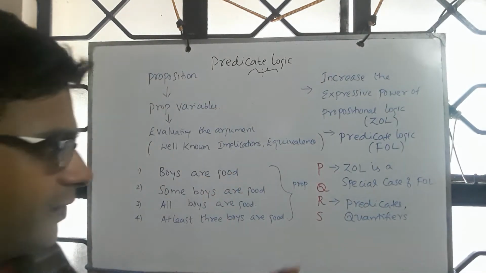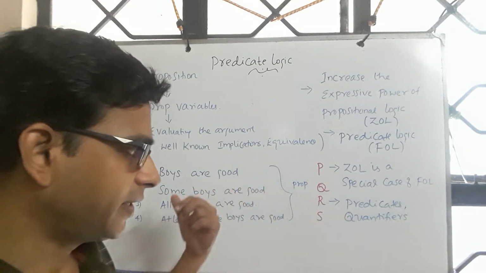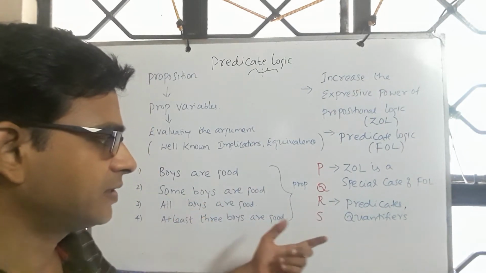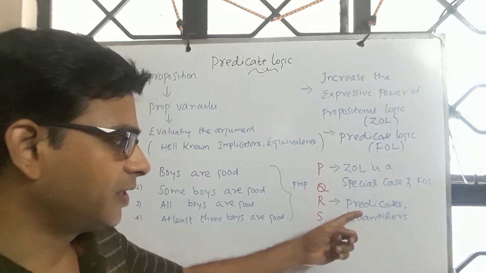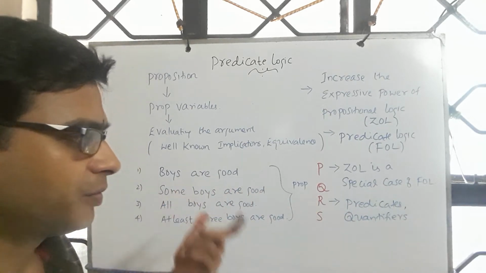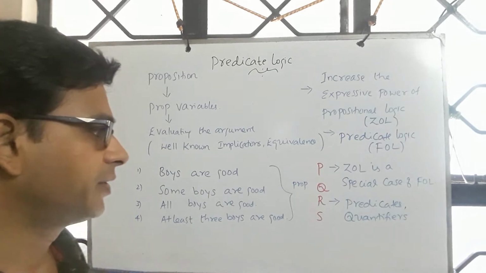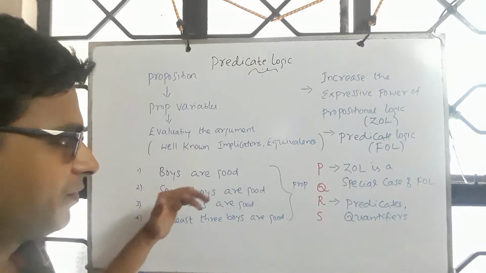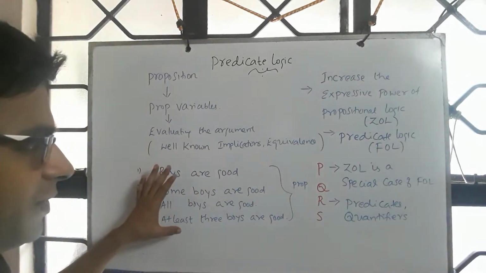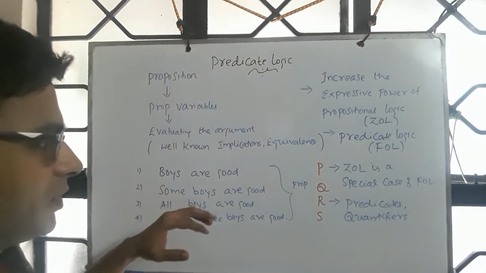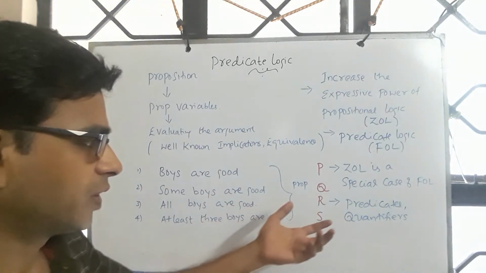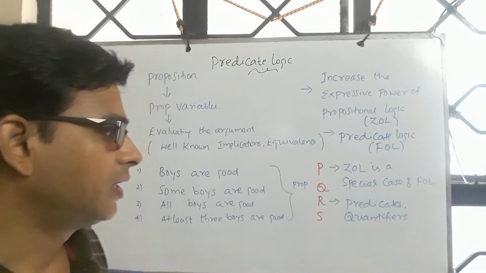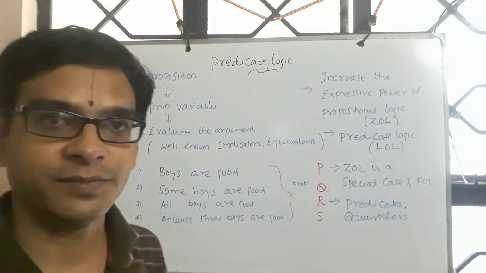So the quantifier will tell you how many are actually participating in the discussion as part of the context under discussion, and the predicate will tell you the property about the element or the characteristic about the element. To appreciate this further, let's look at a couple of case studies, so that you can appreciate what kind of predicates and what kind of quantifiers we are interested in as part of first order logic.